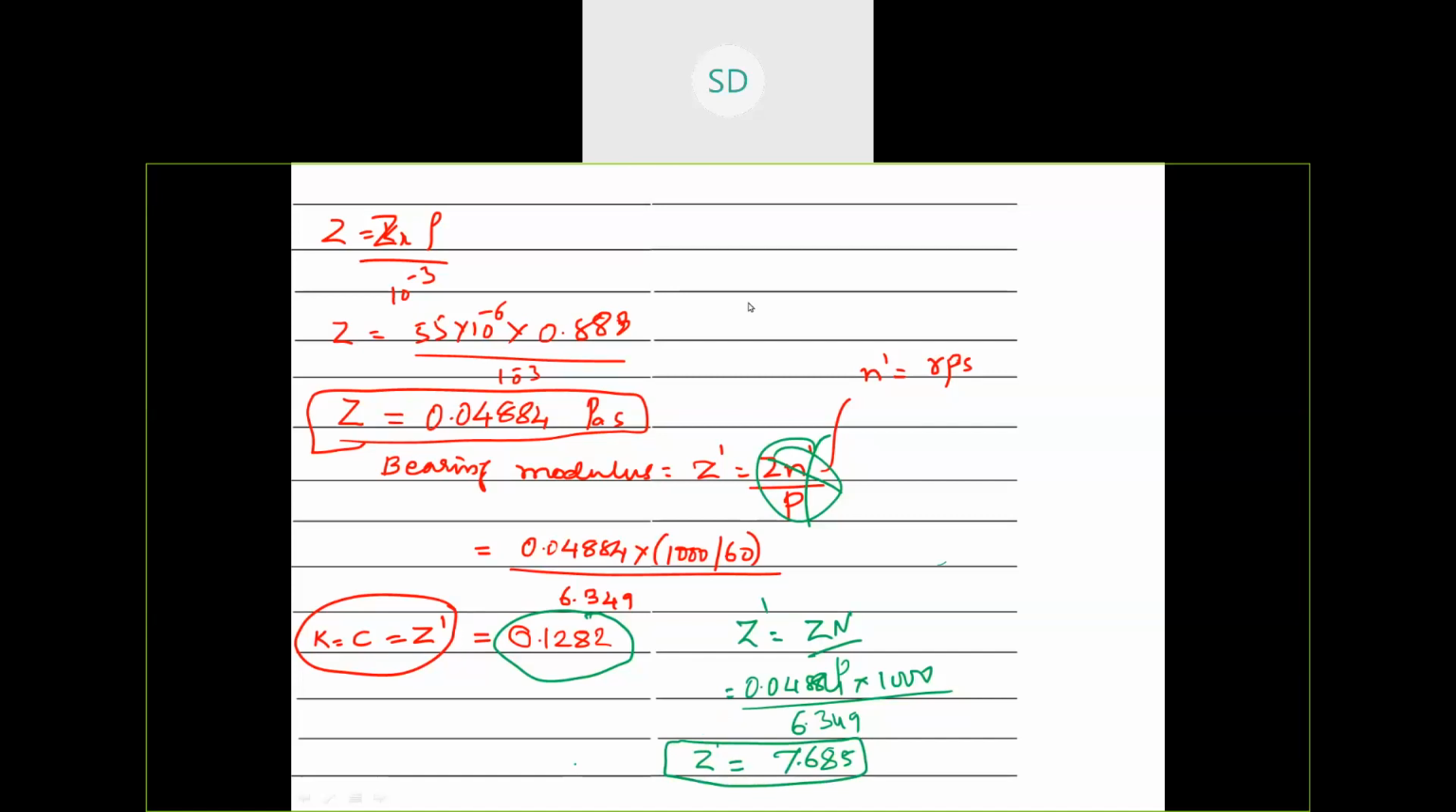Okay, now we got the bearing modulus as 7.689. Now we need to cross check this value with the recommended value.